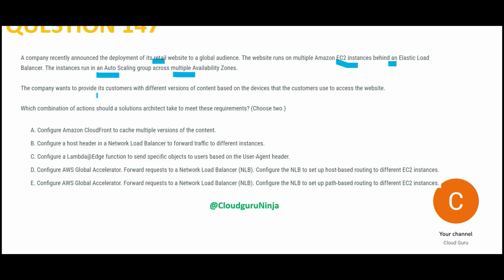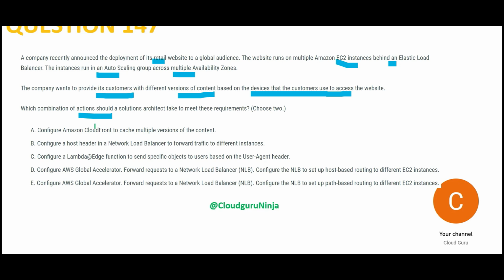They want to provide its customers with different versions of contents based on devices that the customers use to access the website. So if you are using a mobile phone, a different sort of UI and different content is visible. If you are accessing through website, a different UI and different content is visible. So what two actions we have to take here?